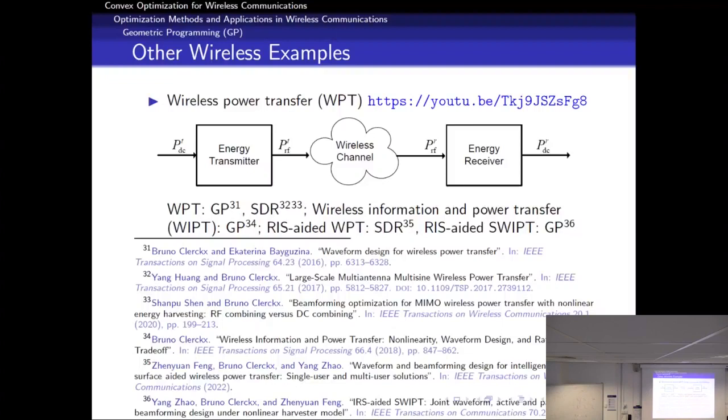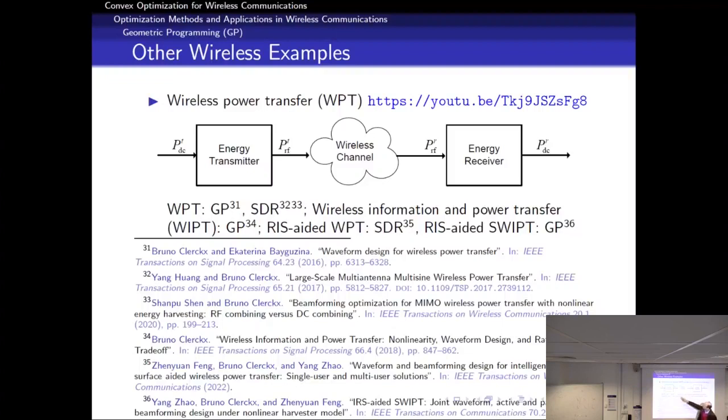And so there, you'll see in those papers, if you're interested, this can also be solved using geometric programs. There are also some other solutions using semi-definite programming or SDR. And then you can combine this with RIS, so this intelligent surface added system design, where on top of having within this wireless channel, you have an intelligent surface also that will help to deliver energy to the receiver.